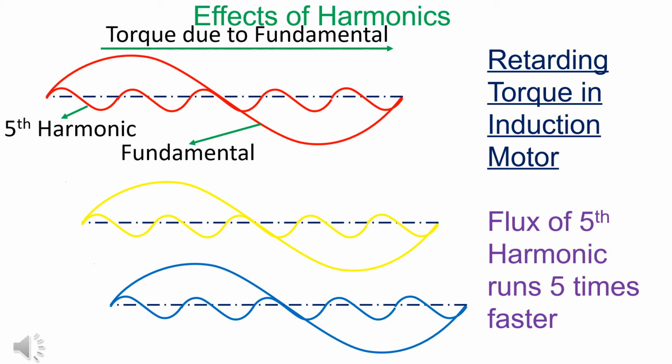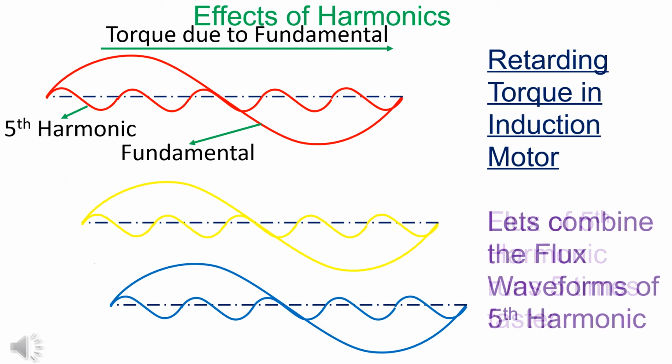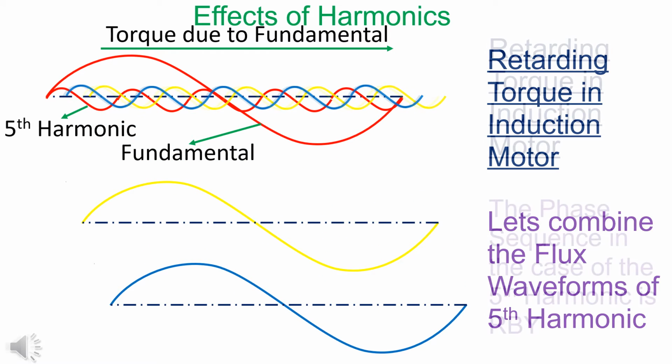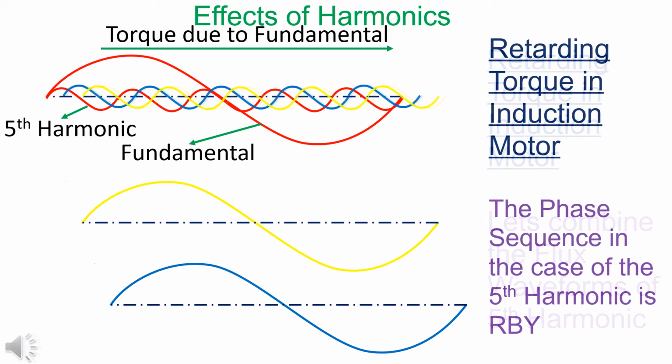The fifth harmonic is running 5 times faster. That means that when the fundamental completes one cycle, the fifth harmonic completes 5 cycles. Let's combine the waveform of the fifth harmonic. Phase sequence in the case of the fifth harmonic is RBY.